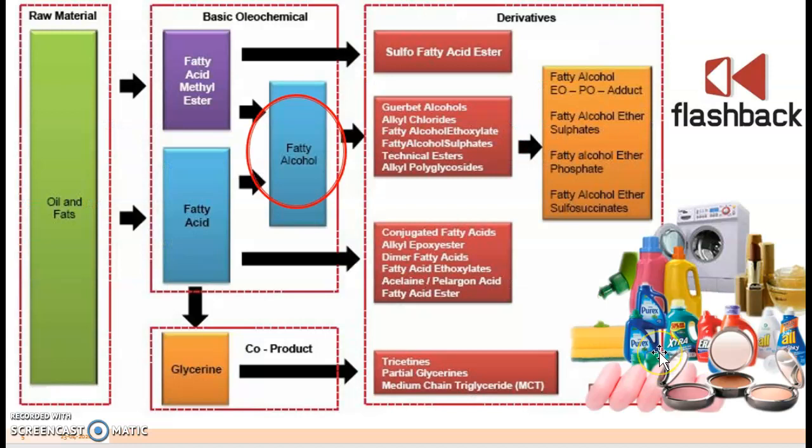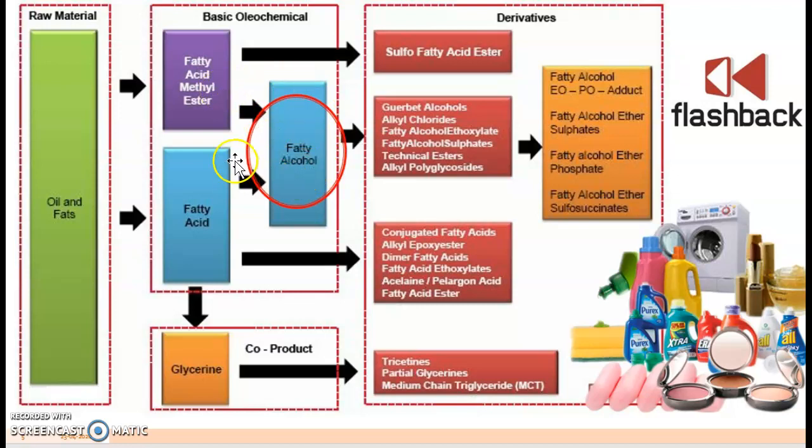So this is the flowchart of our products, our oleochemicals. It starts from the raw material, which is our oil and fats, or we call it triglycerides. And then from the raw material, we go to the basic oleochemicals. We already covered fatty acids. For today, we are going to cover fatty alcohols, and after that, the fatty acid methyl ester.